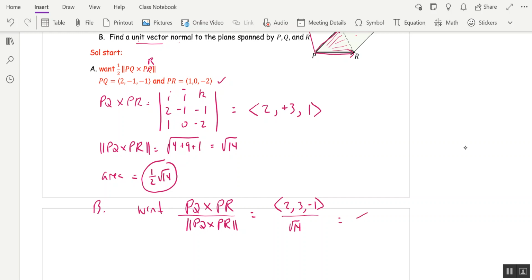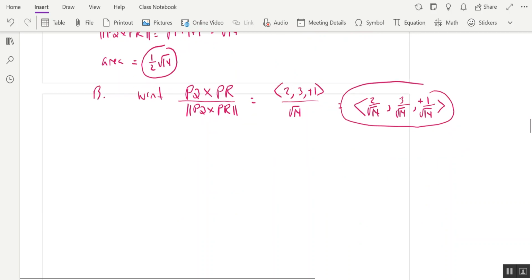So let's clean that up. That's 2 over root 14, comma, 3 over root 14, comma, 1 over root 14. Is that negative? I don't remember a negative being there. Yeah. 2, 3, 1, positive. Okay, that's my answer. Finally, we're going to talk a little bit about torque.